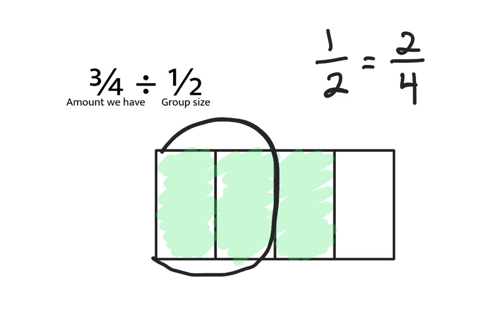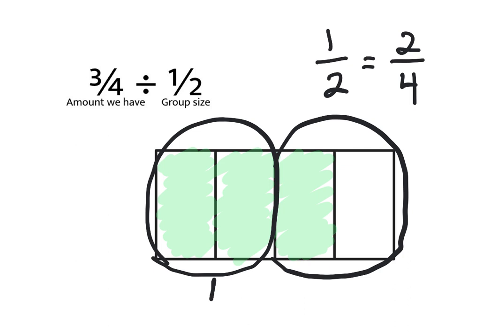So this is a group. I can see that that is 2/4 of a piece. So that's one group that I can make. But I need to try to make another one. I don't have enough. Just like in those last examples, you can see that I've got 1 out of the 2 pieces that I need in order to make a whole group of 1/2. So I can only make half of another group. Altogether, if I have 3/4 and I try to make group sizes of 1/2, I can make one whole group and I can make 1/2 of a second group. So 3/4 divided by 1/2 is 1 1/2.